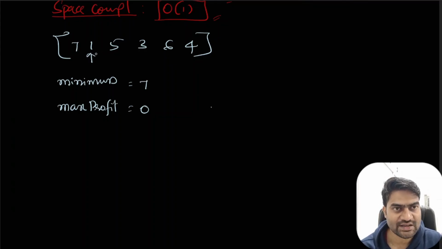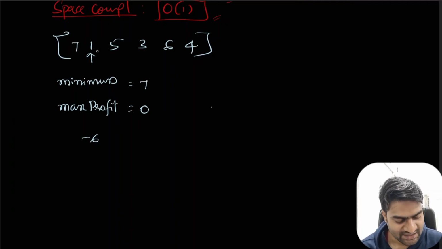Now if I try to sell it at 1, then my maximum profit will still be 0 because I will be selling at a loss, which will be minus 6. So I won't really update max profit. It still will be 0 because 0 is greater than minus 6.